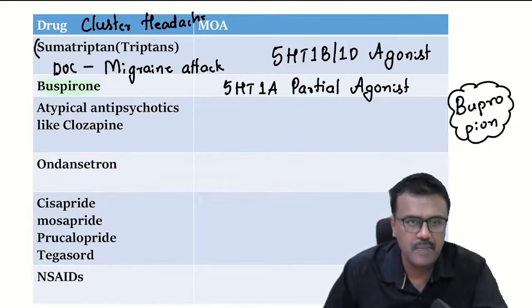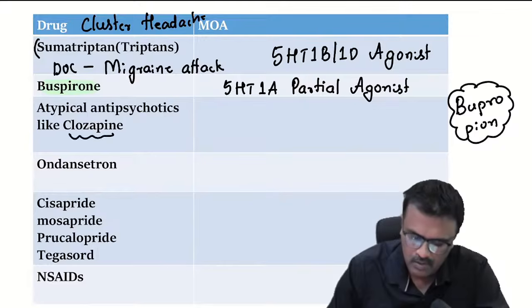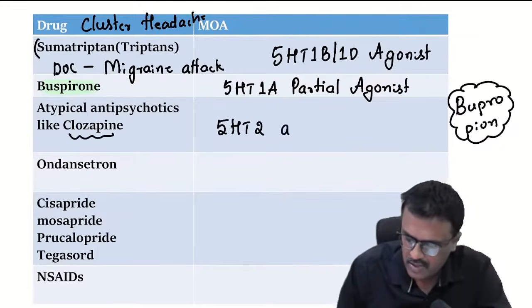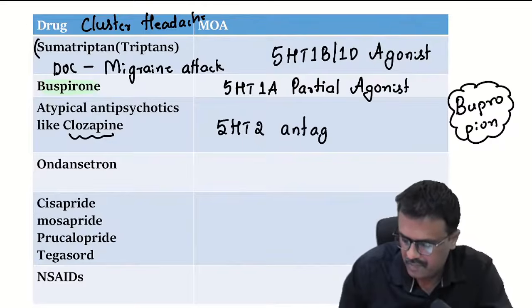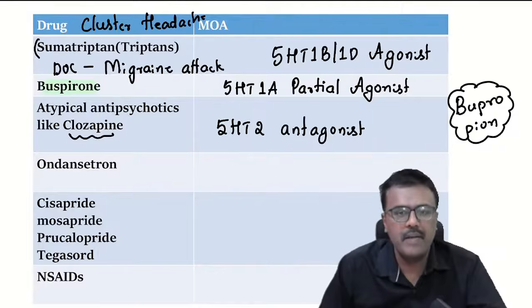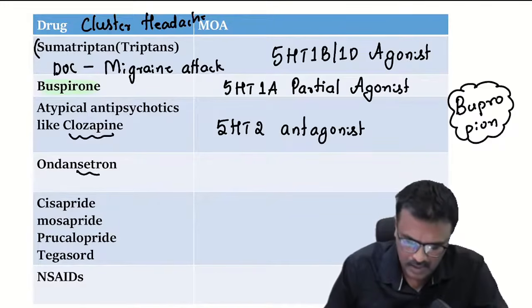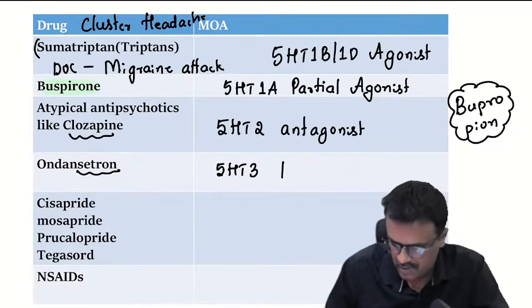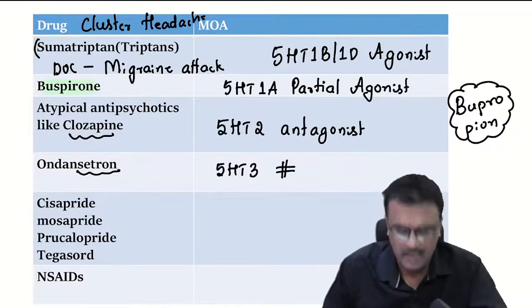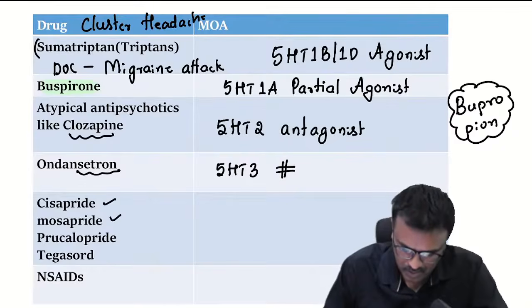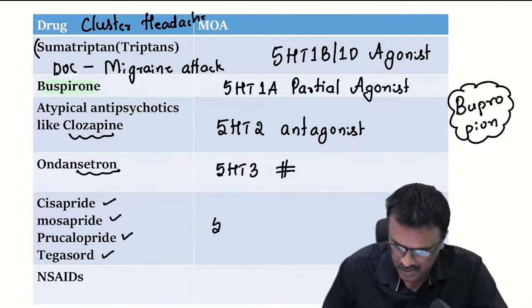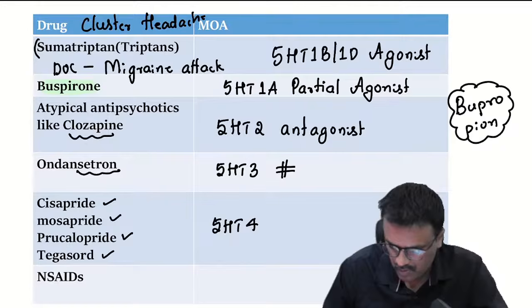Now tell me, how do the atypical antipsychotics like clozapine work? They are 5-HT2 antagonists. Clozapine, olanzapine, risperidone, these are all 5-HT2 antagonists. Any drug ending with setron, this is a 5-HT3 antagonist. Cisapride, mosapride, prucalopride, tegaserod, these are 5-HT4 agonists.